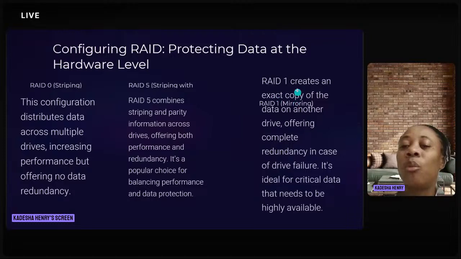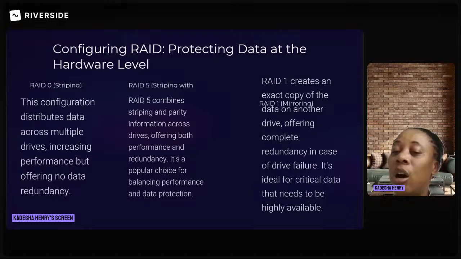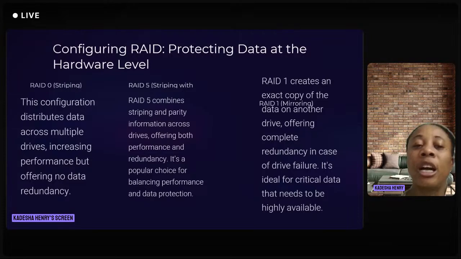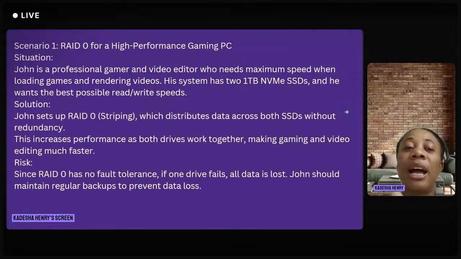Then if we look at it, we have RAID 1. It creates an exact copy of the data, mirroring it on another drive, right? And it offers complete redundancy in case of drive failure. So if there's any failure, there is backup data. It's ideal for critical data that needs to be highly available. RAID 1 is for data that needs to be highly available.